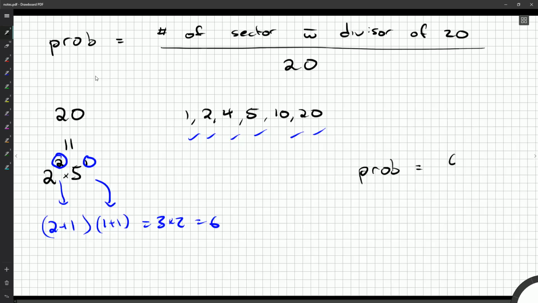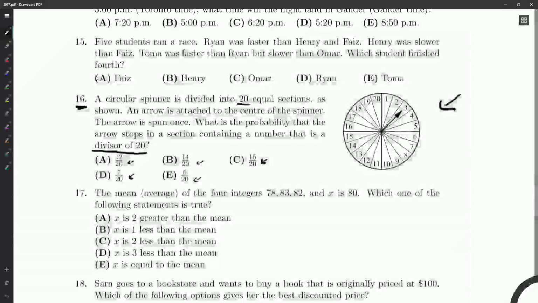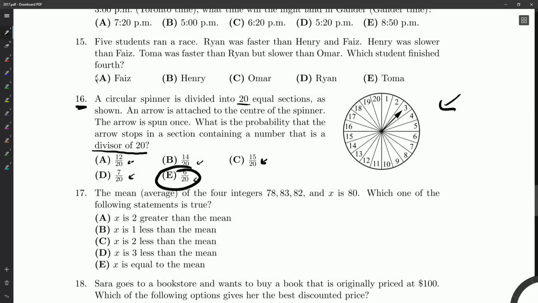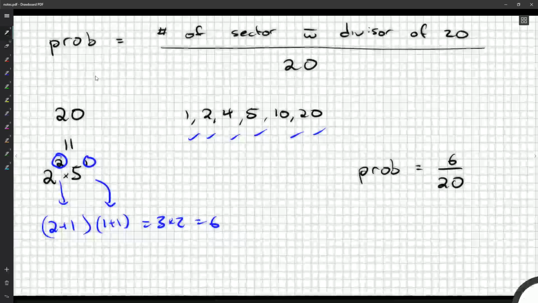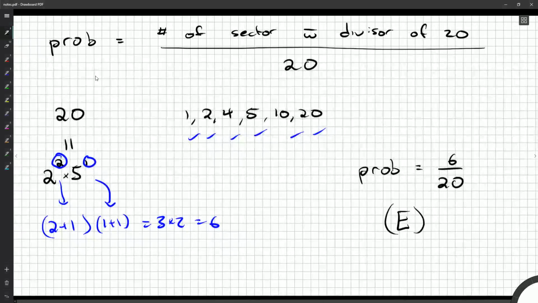So the probability that we're looking for is 6 out of 20. Now you could simplify that to 3 out of 10, but as we already saw, their answers all have the denominator of 20. They didn't simplify any of theirs. And so we just look and we see our answer is going to be E. And that's all there is to it.